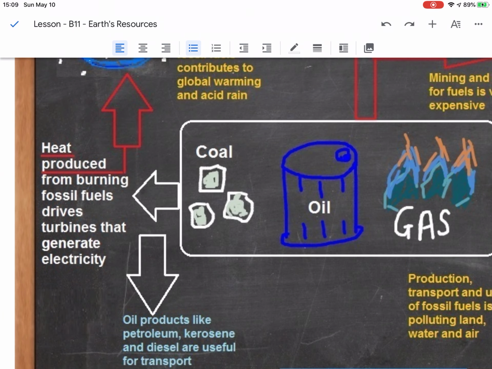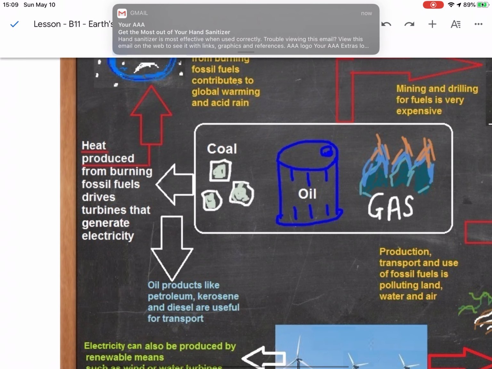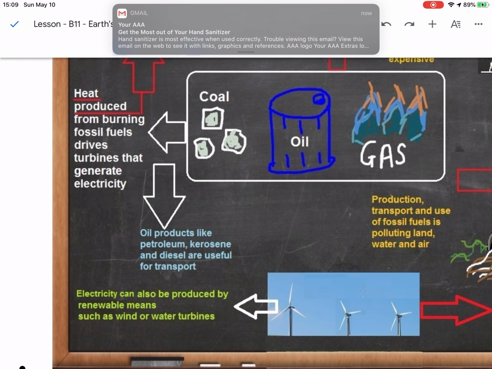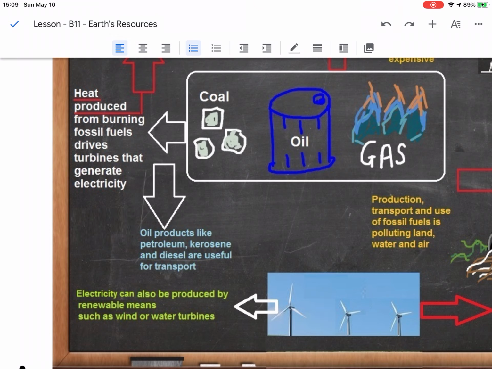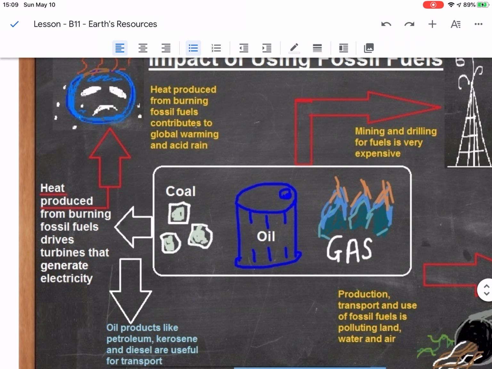So we're going to burn this for heat. But oil products like petroleum, kerosene, and diesel fuels are useful for transportation. Electricity can be produced by renewable means, such as wind and water. But the heat produced from burning fossil fuels contributes to global warming. That's the problem. We're producing heat, and that's going to create global warming.